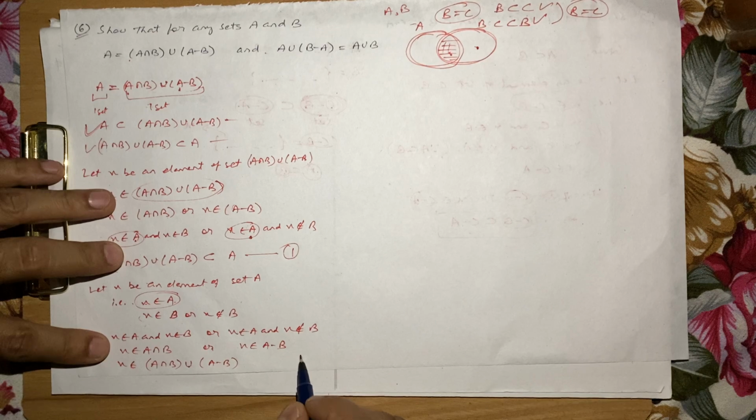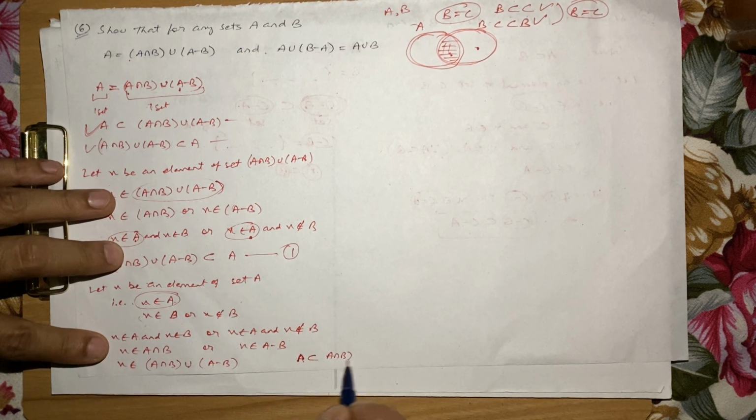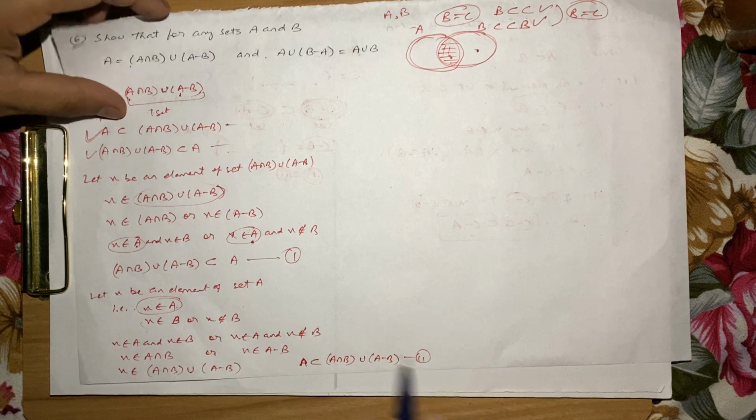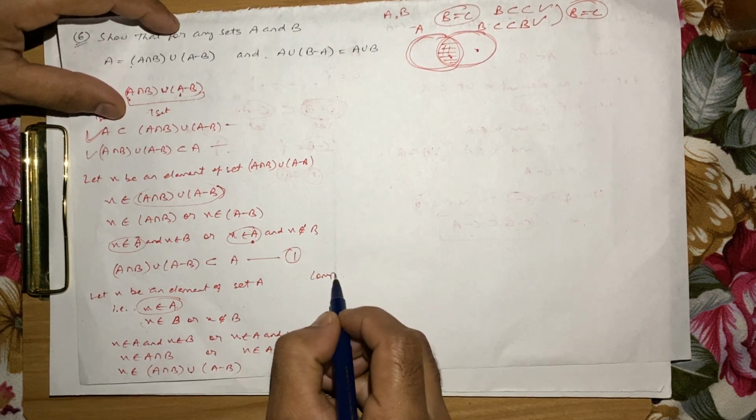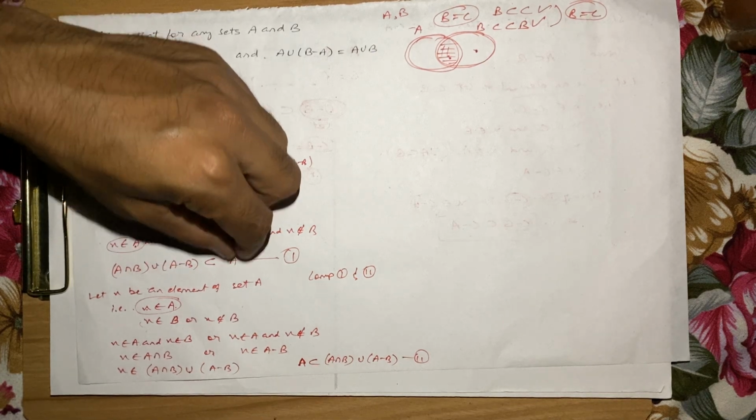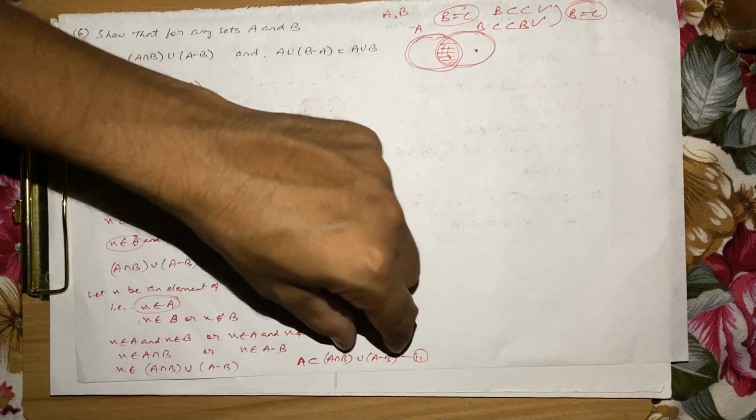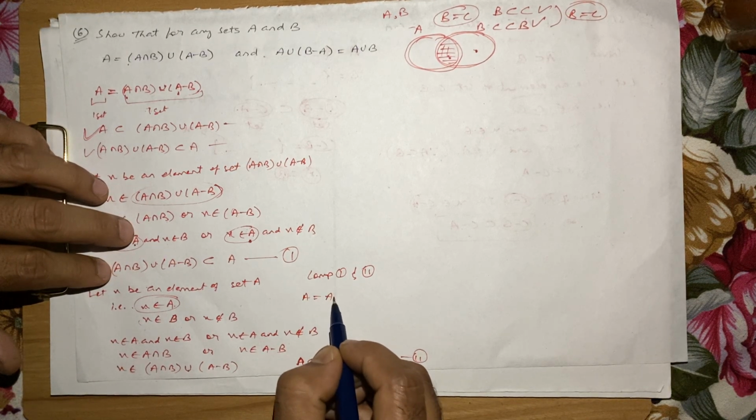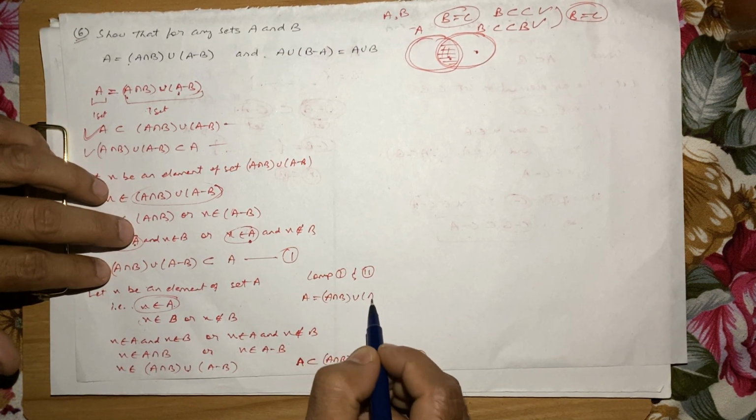So what can I say? A is a subset of (A intersection B) union (A minus B), right? This is what I can say. So comparing 1 and 2, what can you say? Since this is a subset of this, and A is also a subset of this, both of them should be equal, right? So A is equal to (A intersection B) union (A minus B).